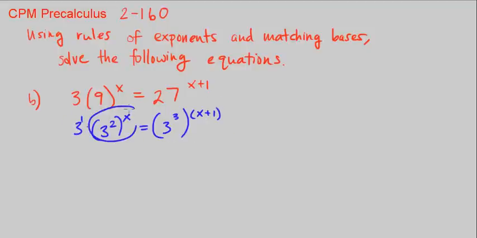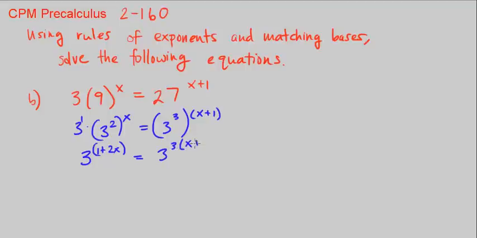To combine two terms like this, remember we want to add the exponents. So that's the same thing as 3 to the power of 1 plus 2x. 1 plus 2x as the exponent equals 2, and we can go ahead and write this as 3 to the power, and we multiply the exponents here.